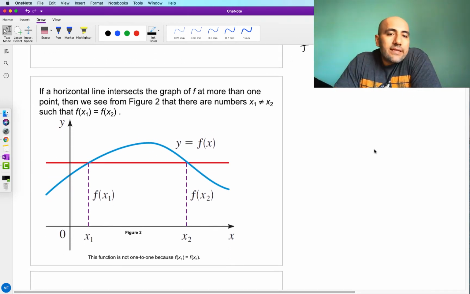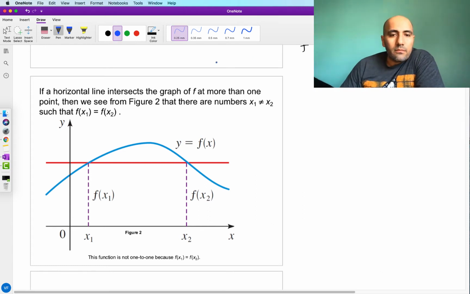So if a horizontal line intersects the graph of f at more than one point, then we see from figure 2 that there are numbers x sub 1 that do not equal x sub 2 such that f of x sub 1 equals f of x sub 2. Okay, so when we're looking at the graph of a function, this blue line here, in some cases it's useful to think of it as a curve, like a curved line like this one. But in many cases it's useful to think of it as an infinite set of ordered pairs, right? There's just little ordered dots. There's just so many ordered dots that to the naked eye it looks like a smooth curve, but it's really a bunch of ordered dots.